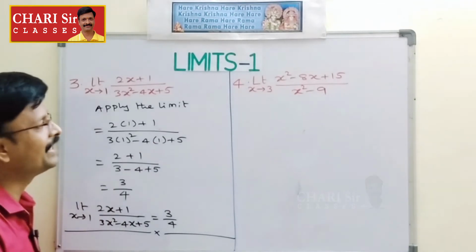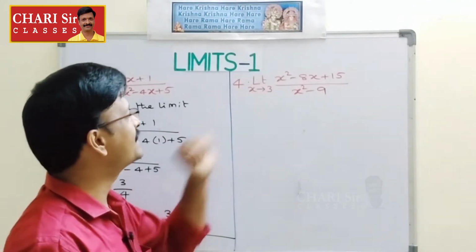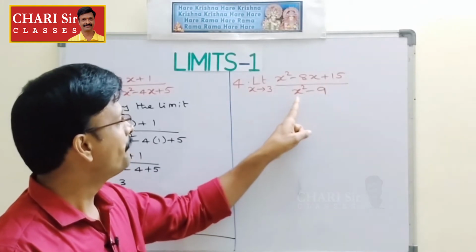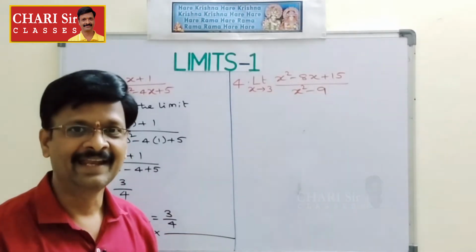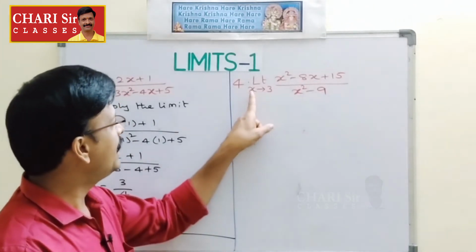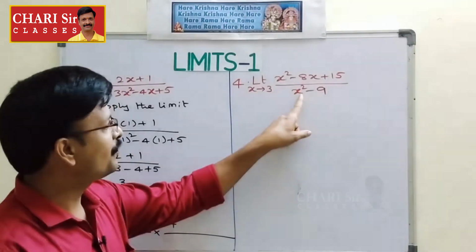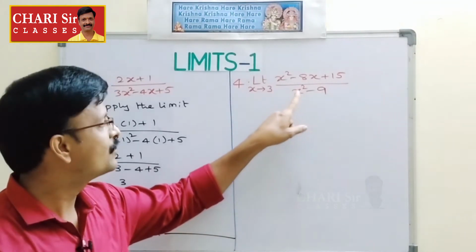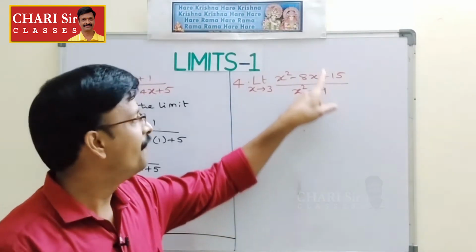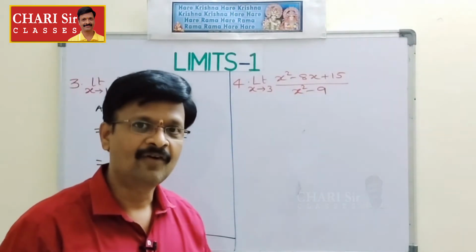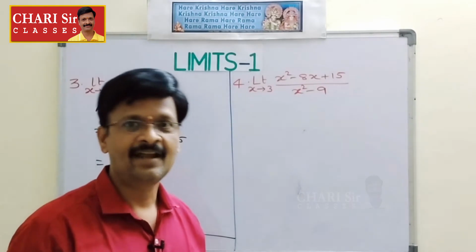And similarly, you can see question number 4, limit x tends to 3, (x square minus 8x plus 15) by (x square minus 9). Now, can we apply the limit directly? When x is tending to 3, suppose you put 3 here, what happens? 3 square is 9, so 9 minus 9 is 0. When you get 0 in the denominator, that is an indeterminate form. Division by 0 is not defined.